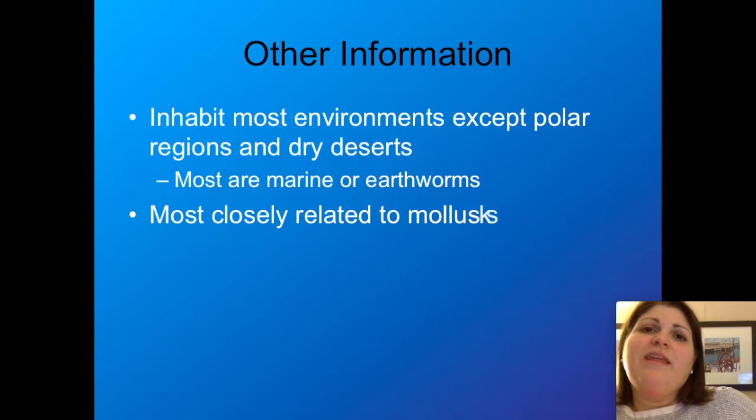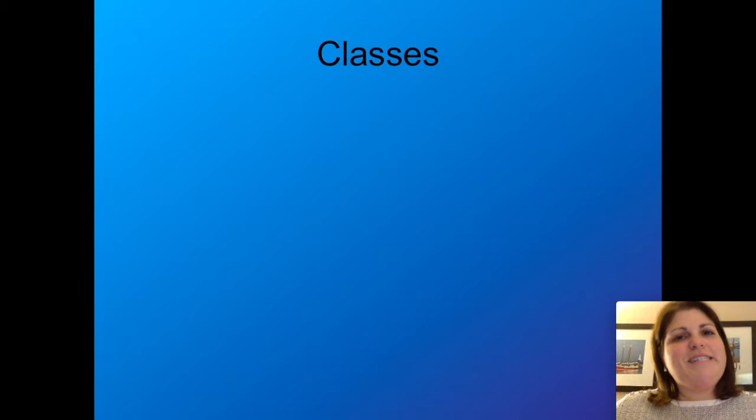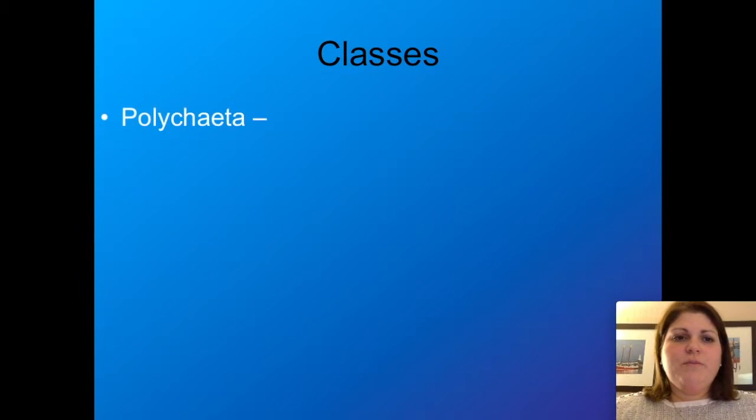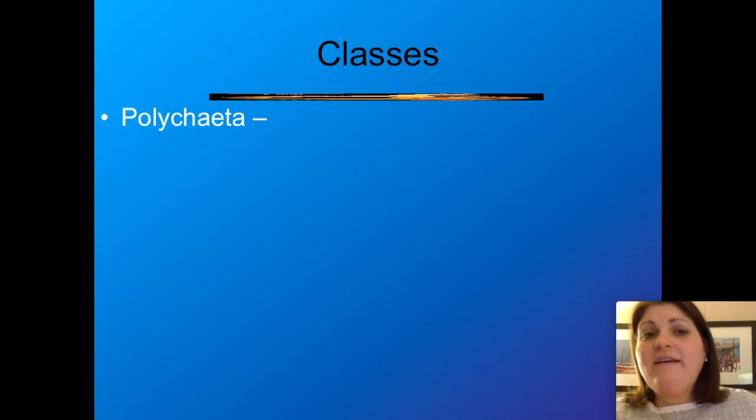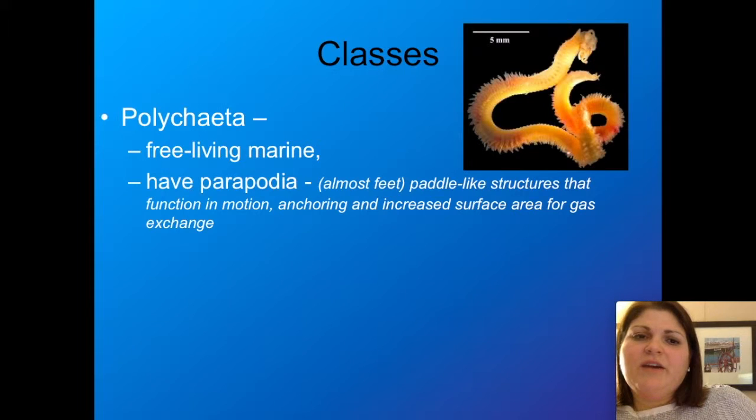Also keep in mind that annelids are most closely related to mollusks. Let's take a moment and review. In talking about segmented worms, we should also be familiar with their diversity. So the first group that we'll discuss, the first class, is Polychaeta. They're free-living marine worms. Their most noticeable characteristic is these parapoda.